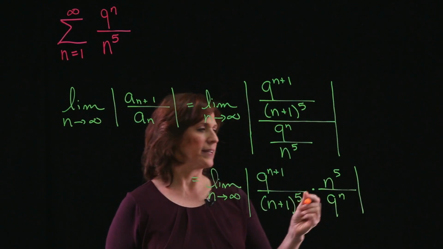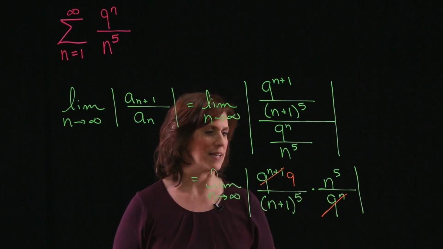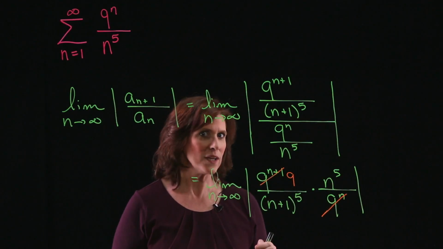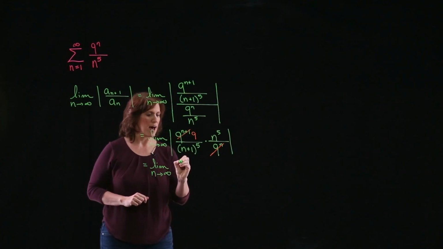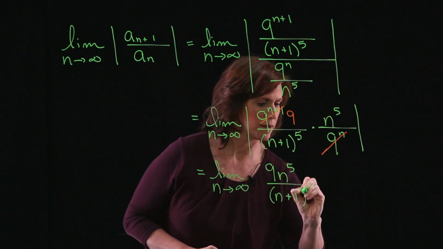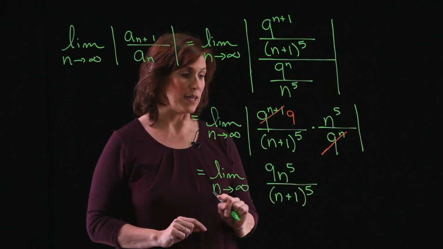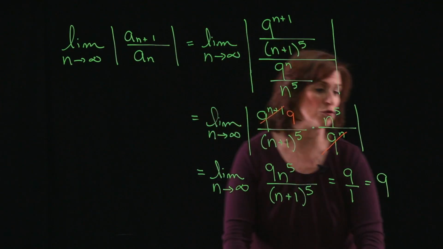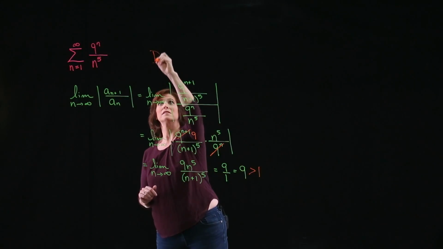Now I notice here that I can cancel 9 to the n and 9 to the n plus 1, and I'm left with just a 9 here. And the other thing I'm going to notice is that all the terms inside that absolute value are all positive. So I really don't need the absolute value signs for this particular problem. So I have the limit as n approaches infinity of 9 n to the fifth all over n plus 1 to the fifth power. And as n approaches infinity, I can see that this particular fraction is going to equal 9 over 1, or 9, which is greater than 1, which tells me that my series diverges.